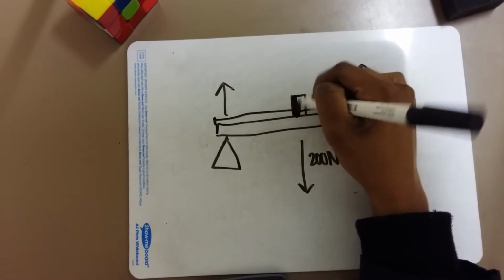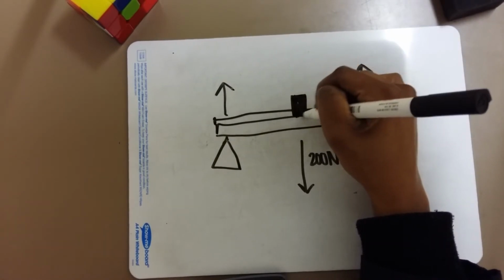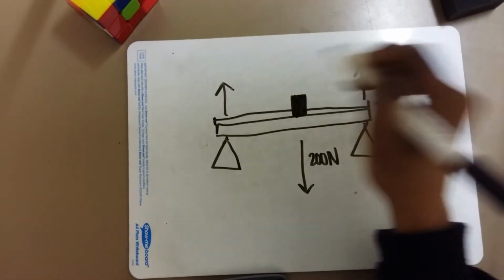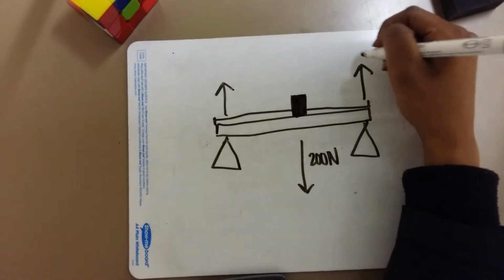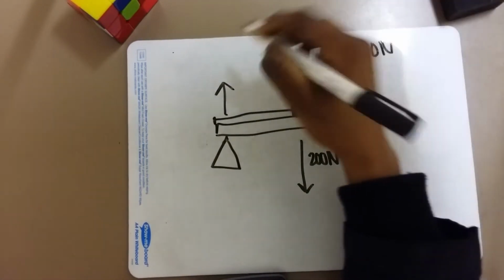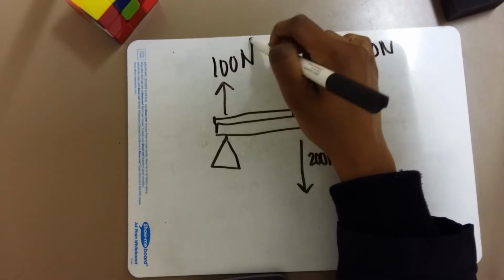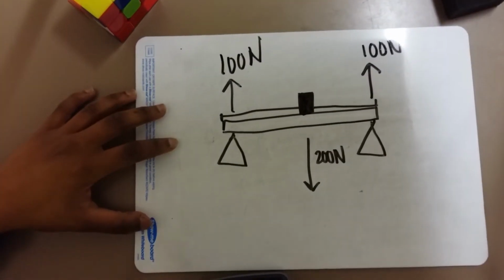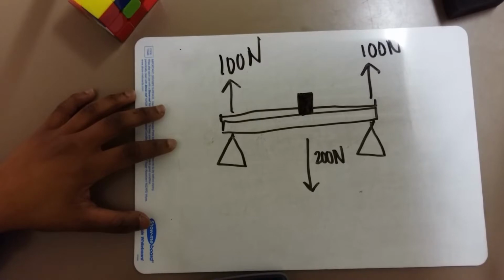This is our object. Then it's going to be equal masses on each side as well. It just makes life easier. So this would have to be 100 newtons and this would have to be 100 newtons. Which will be useful when you're doing more difficult moment questions.